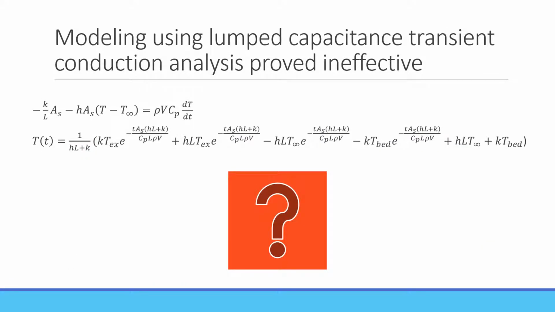For the analysis portion of this project, I attempted to use lump capacitance transient conduction analysis. However, this proved ineffective. After solving the differential equation using conduction and convection as the heat going out of the system, it turned out that the temperature versus time was inaccurate compared to the experimental data that was obtained.